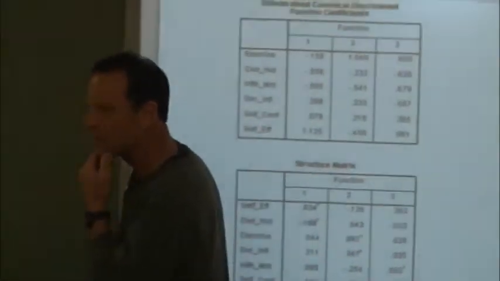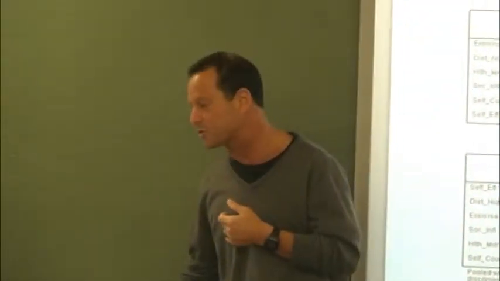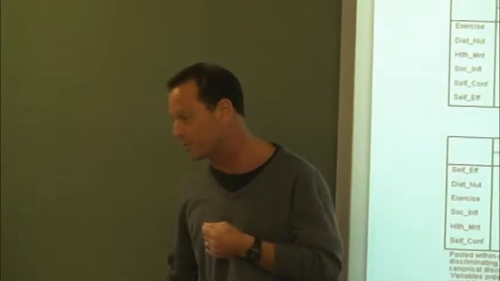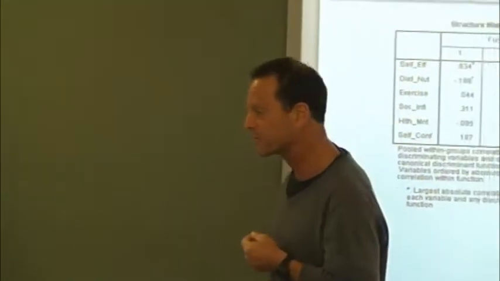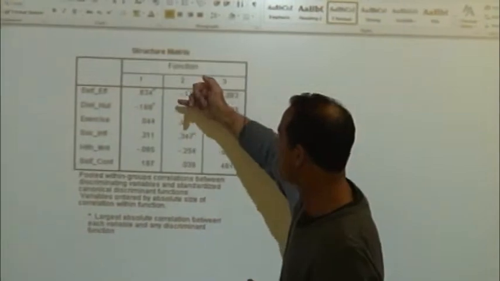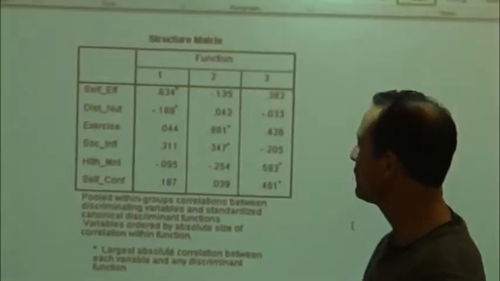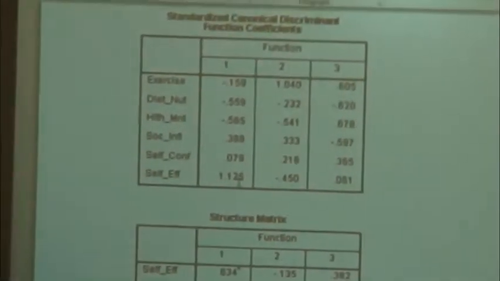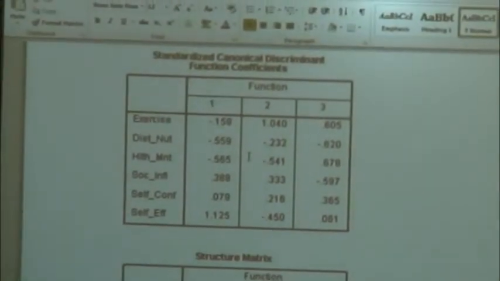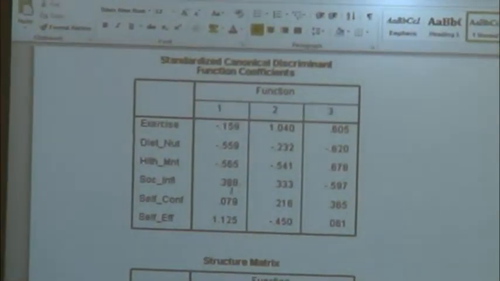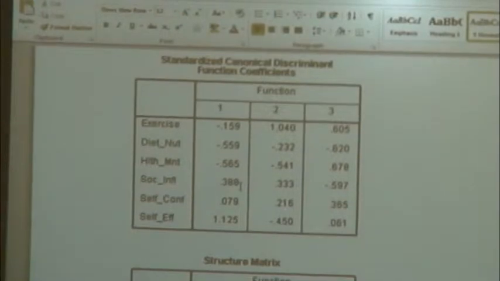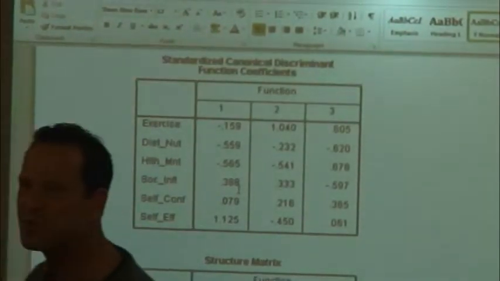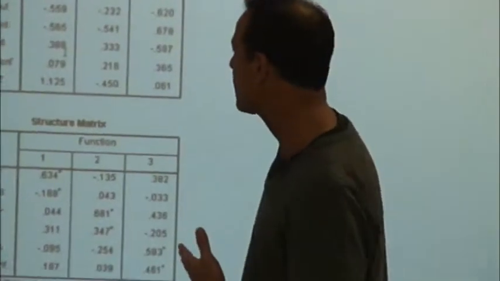Now, the negative is just like factor analysis. You're going to find that it depends upon the relationship of the variable and the discriminant and the prediction of the outcome of the group. Here's the structure matrix. So self-efficacy, then social influence. Whereas here, it was self-efficacy and then health maintenance. And look at this, everybody, social influence is one of the lower ones for the standardized. This is when you get those things that are not easy to figure out.